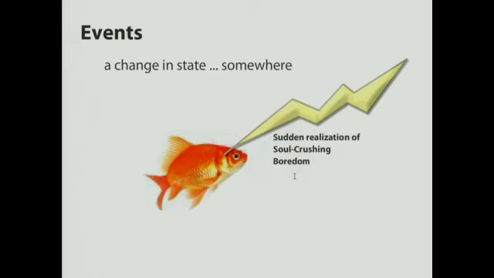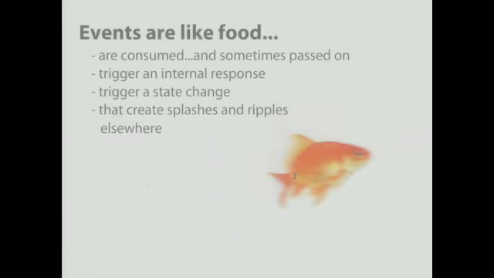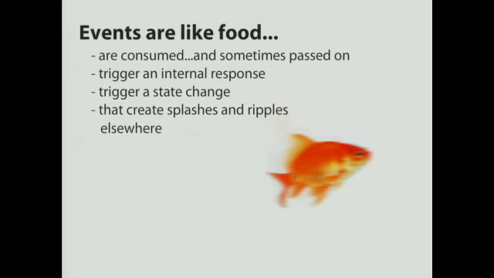Events are a change in state somewhere. From my perspective, we're talking about an abstract level of events, not just the ones that you find in ActionScript 3. In this case, we have the fish suddenly realizing how dismal his life is and deciding to do something about it. Events are like food. Sometimes they're consumed, and sometimes they're passed on. Sometimes they trigger an internal response that doesn't produce an external change. Sometimes they produce a state change, which causes the fish to move someplace else. And that ripples throughout the entire system.